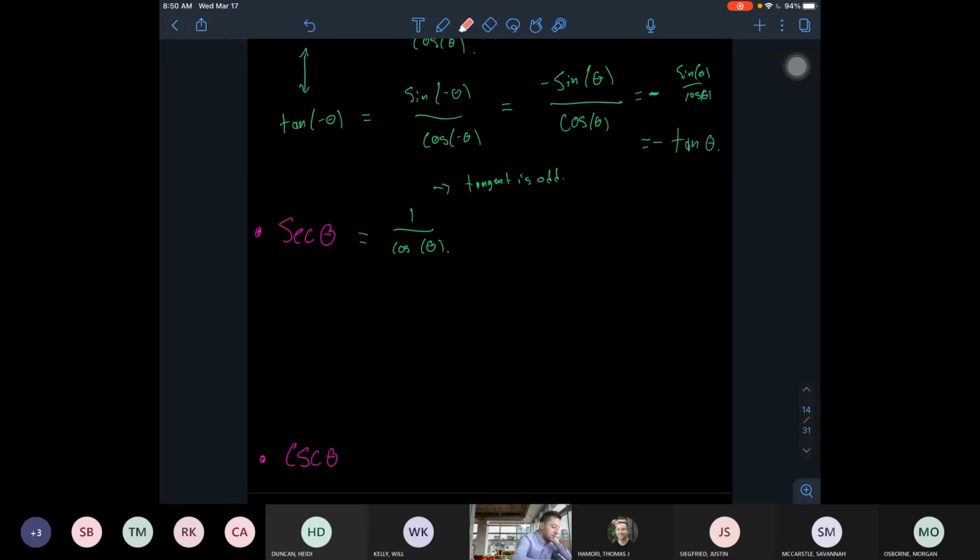We have to remember that secant goes with cosine and cosecant goes with sine. We always want to remember that. And just based on this relationship, do we think that secant of theta is going to be an even or an odd function?